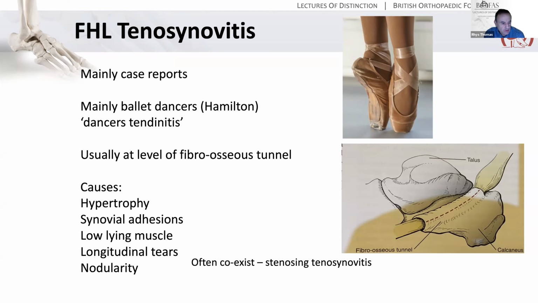So the tenosynovitis can be caused by tendon hypertrophy, synovial adhesions, a low-lying muscle, because we've seen it's beef to the heel, so the muscle can lie quite low, longitudinal tears, and nodularity. Often longitudinal tears and nodularity will coexist and can form stenosing tenosynovitis, where you get quite a large nodule just proximal to the fibro-osseous tunnel, which can cause problems with tendon tracking.